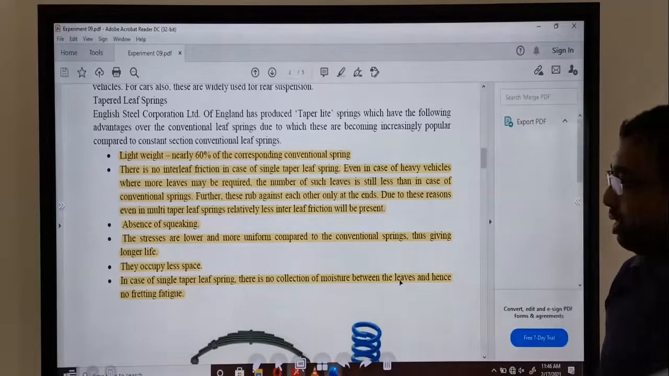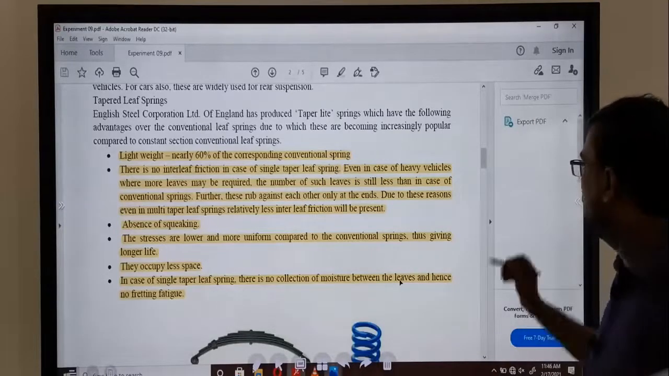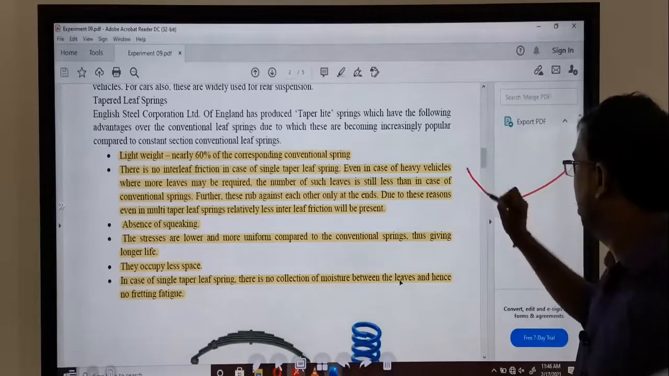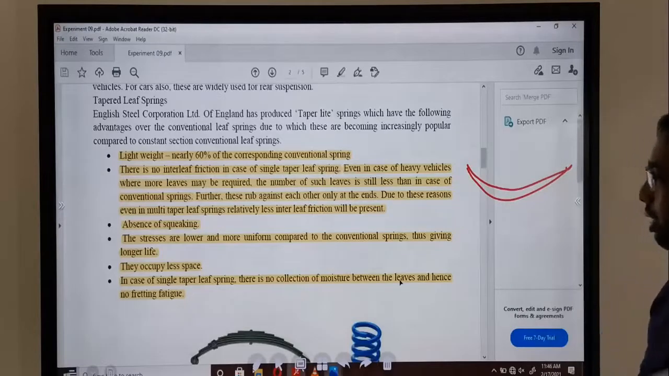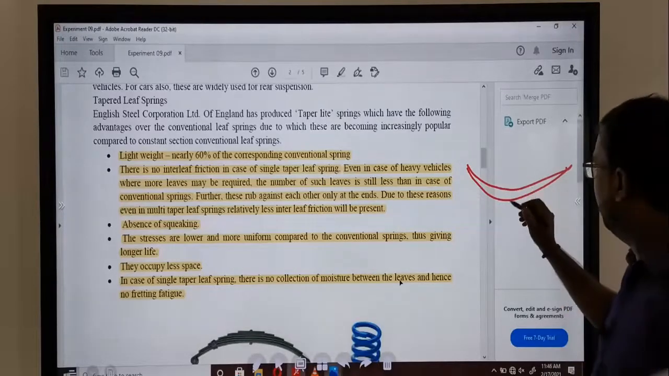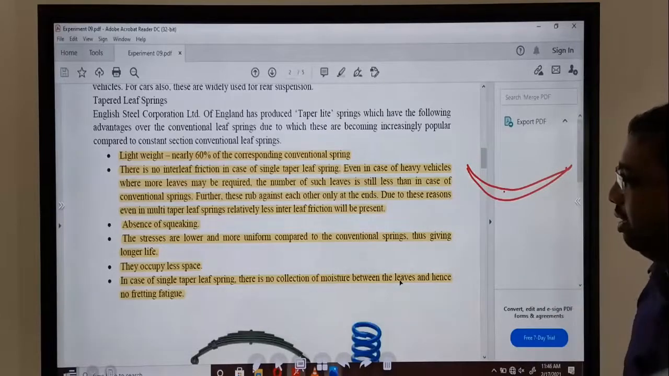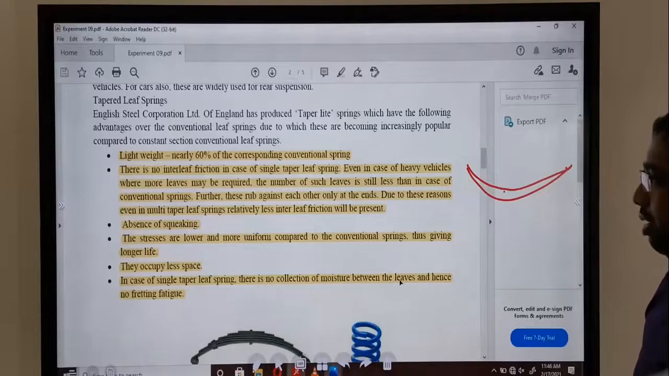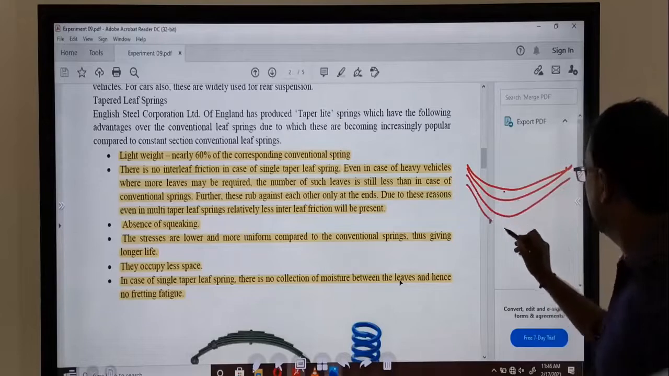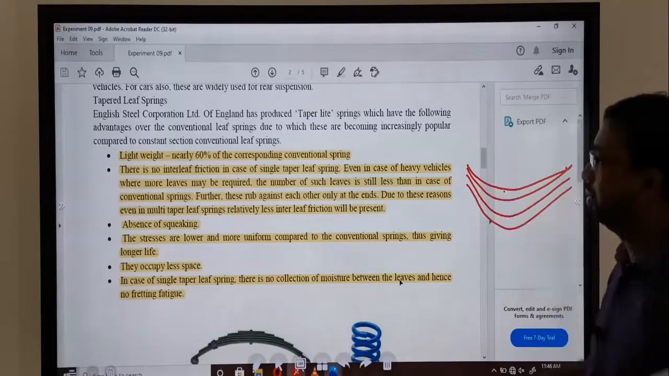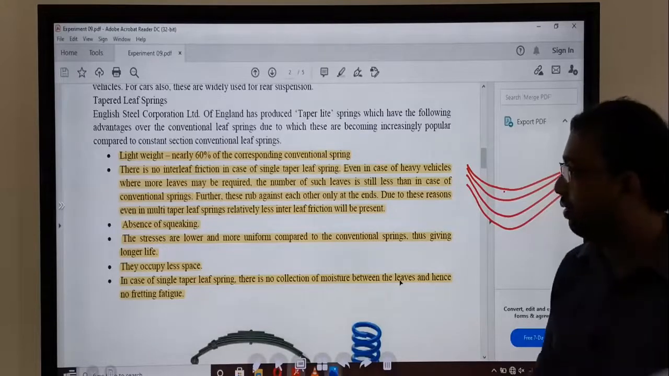Next, there is no interleaf friction in the case of single taper springs. Single means there is one leaf spring, like this. There is no interleaf friction because this is one material. Even in the case of heavy vehicles where more leaves may be required, the number of such leaves is still less than in the case of conventional springs.